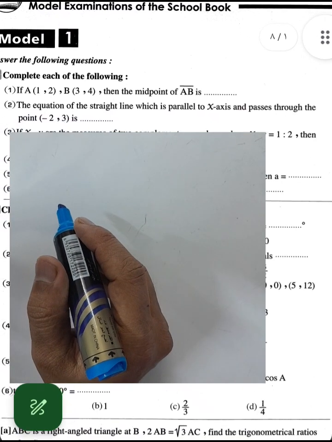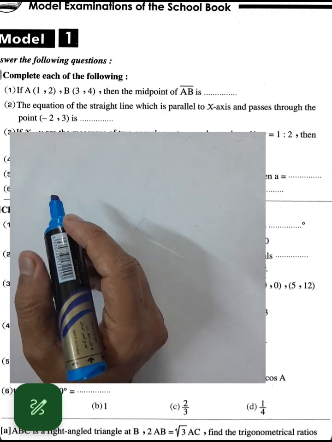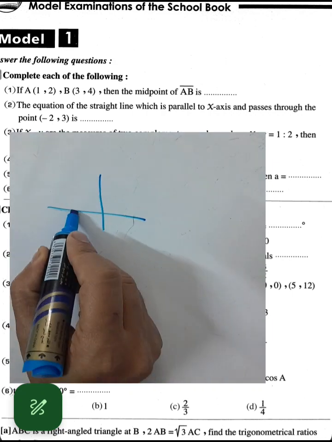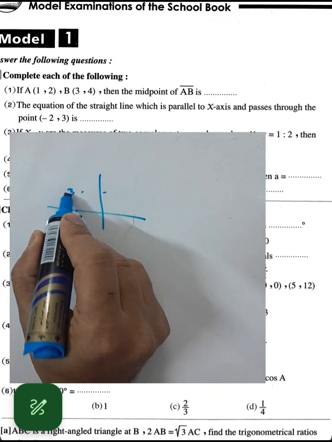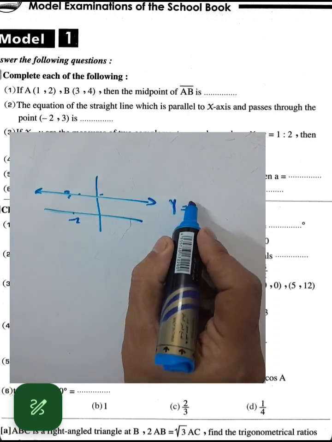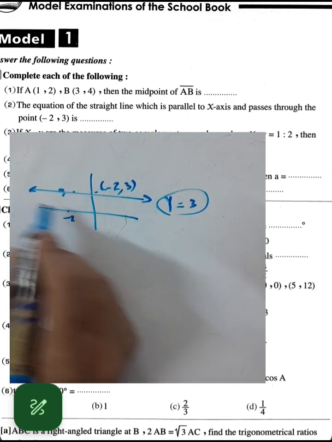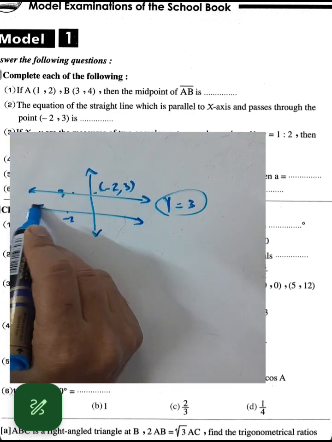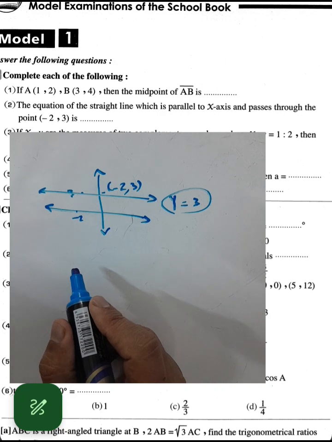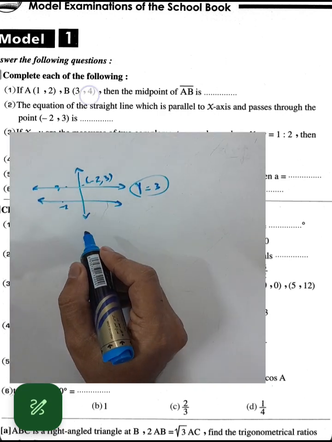Question number 2. The equation of the straight line which is parallel to the x-axis and passes through the point (-2, 3). We have the point (-2, 3), and parallel to the x-axis it will be y equals 3. This straight line will be y equals 3. Okay, the equation of the straight line which is parallel to the x-axis is y equals 3. Question number 3.